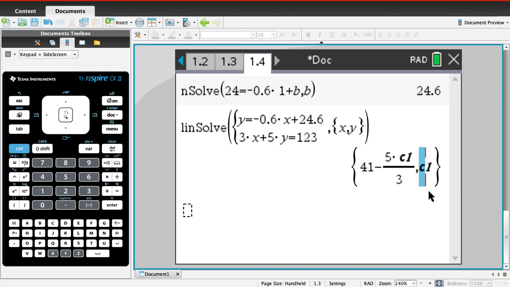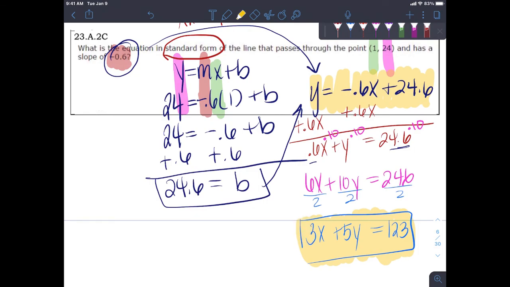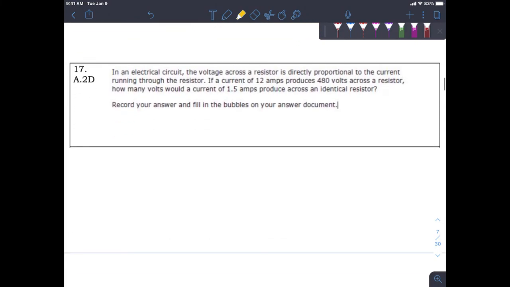So right now we're not dealing with systems, but this is a great tool to verify that you changed your equations correctly. So this is most certainly standard form of the equation that I found. All right, let's take a look at another one.